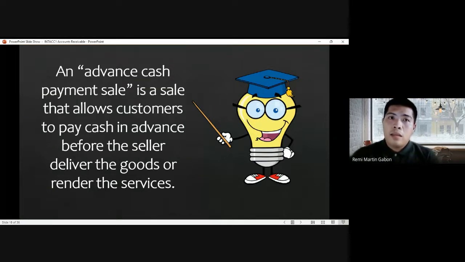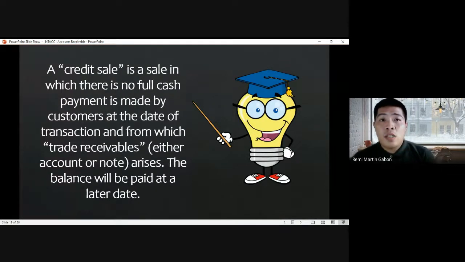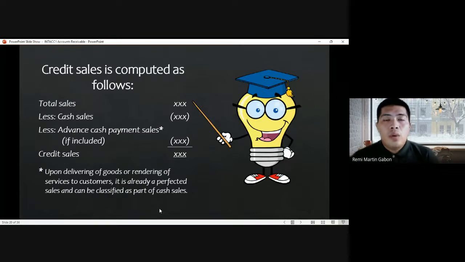So among those three types of sale, accounts receivable arises in credit sale. So credit sale is the main transaction for the arising of trade receivables. By the way guys, we will extend a little bit, just a little. So we have to broaden our computation for credit sale. This time, the credit sale computation is from total sales, deduct cash sales, and in addition to that, we deduct advance cash payment sales if those advance cash payment sales are included in the total sales amount.